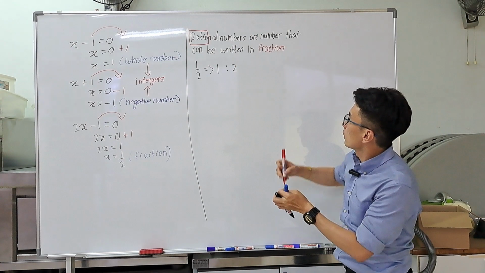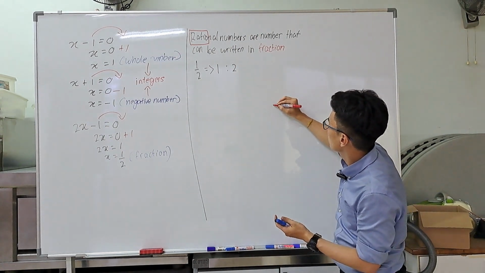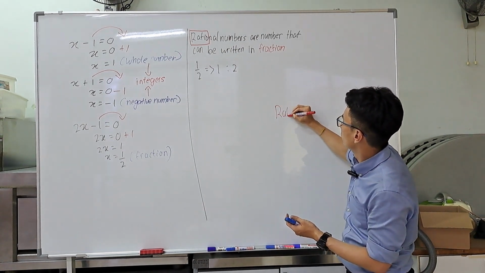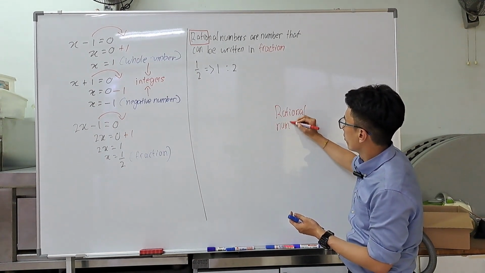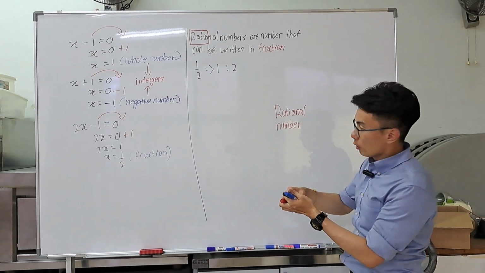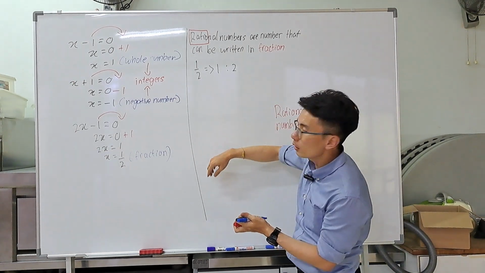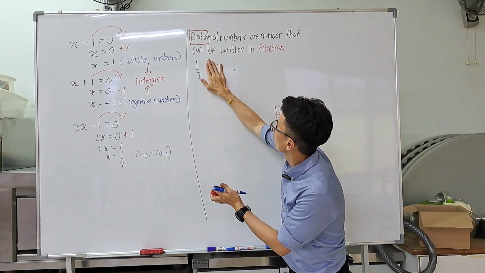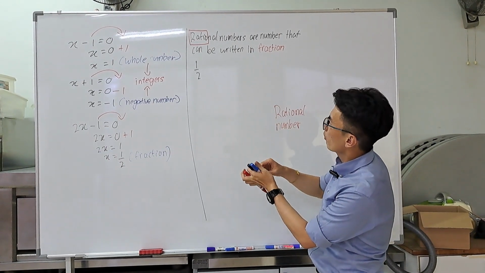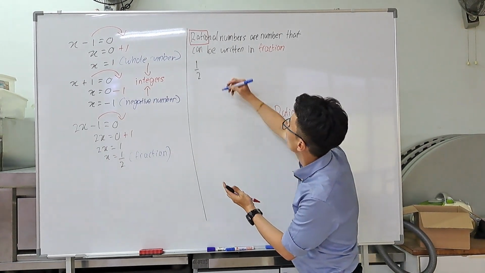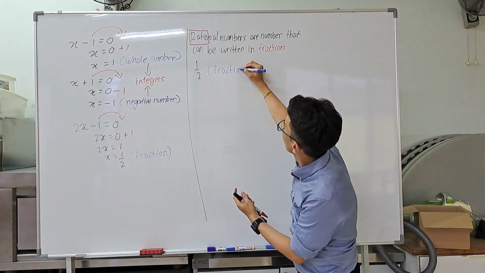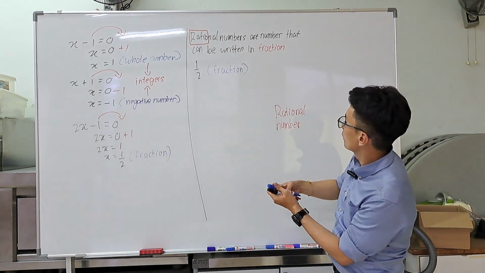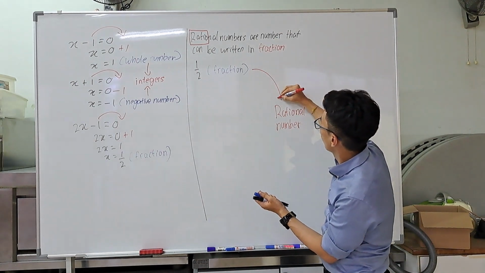So let me write the big thing over here. This is our rational number. Okay? So the first one we have over here is our fraction. What we have over here is our fraction. So the fraction belongs to the family of rational numbers.